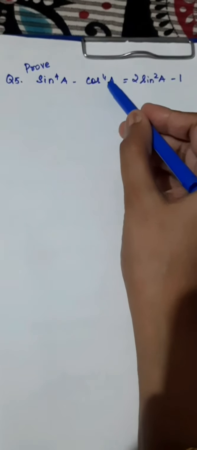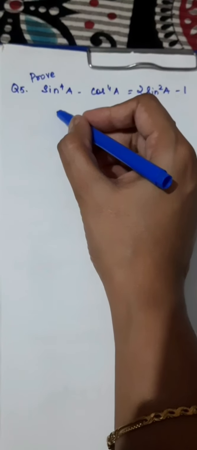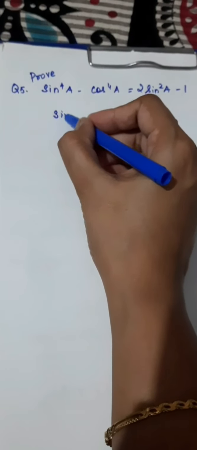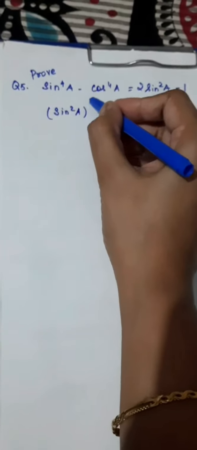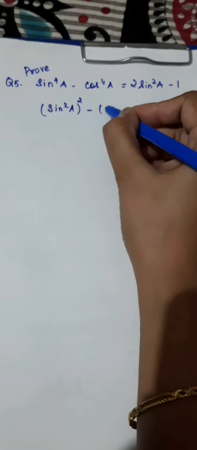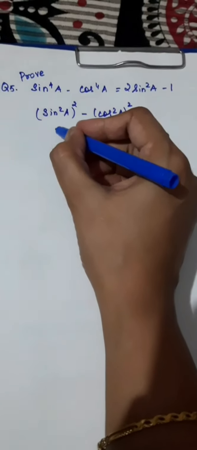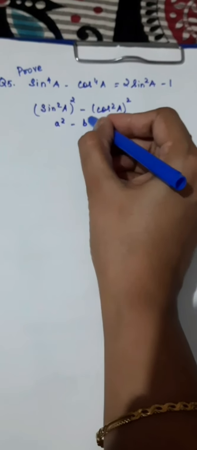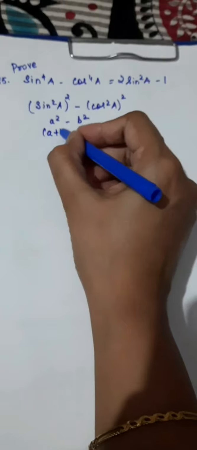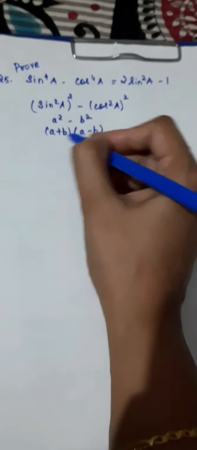Next question 5. Prove sin to the power of 4 A minus cos to the power of 4 A equal to 2 sin square A minus 1. So (sin square A) whole to the power of 2 is the same as sin to the power of 4. So we can write it this way. This is of the form A square minus B square. So the formula is (A plus B) into (A minus B).